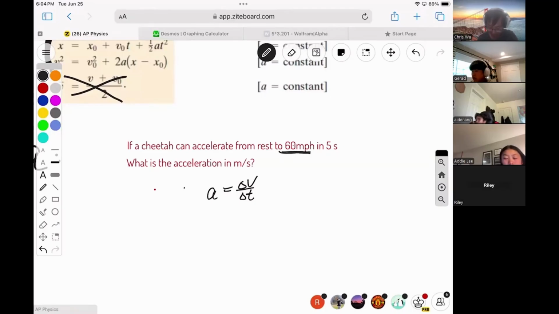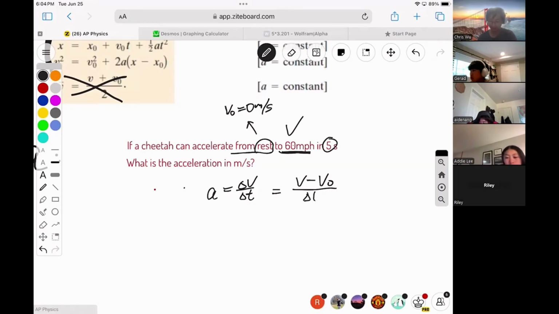60 miles per hour, that's my V final, right? And I know my V final can go into the delta V. And what is my V initial? They did say I'm going to start from rest. So therefore, my initial velocity is what? V0 equals 0 meters per second, right? Is that set?